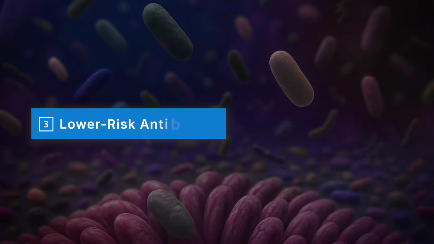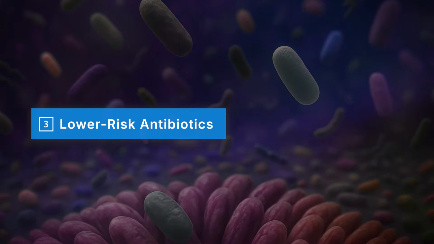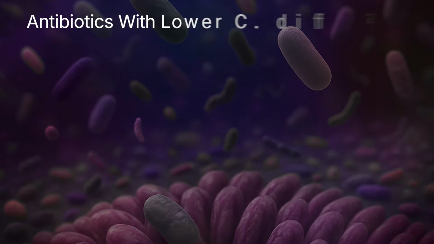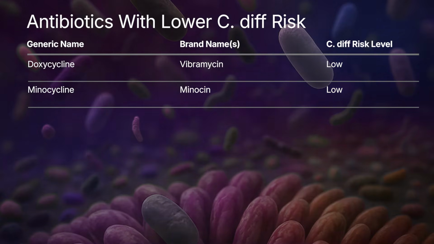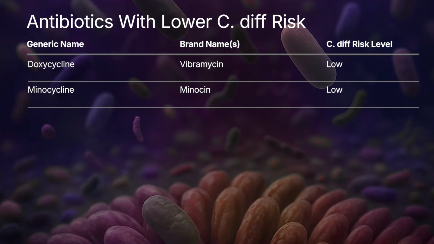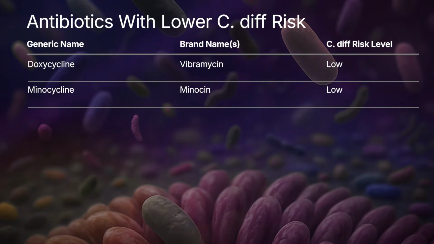People often ask about what antibiotics can be used that carry a lower risk of causing C. difficile. Just remember that almost all antibiotics can increase your risk for C. difficile, and low risk does not mean no risk. So one class with a lower risk includes the tetracyclines, especially doxycycline and minocycline. And in fact, research published in Gut Microbes in 2022 showed that doxycycline was one of the least likely antibiotics to set off a C.